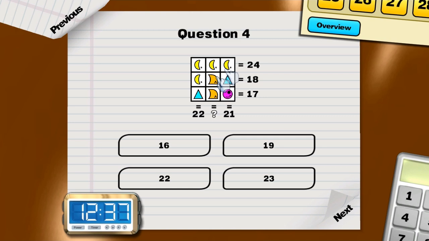And luckily, that should be fairly easy to work out. So we need to find out what the orange thing is worth. So if we do this line here, these two are both worth 8, so that is 16. So what do we add to that to make 22? We add 6, so the blue triangle is worth 6.